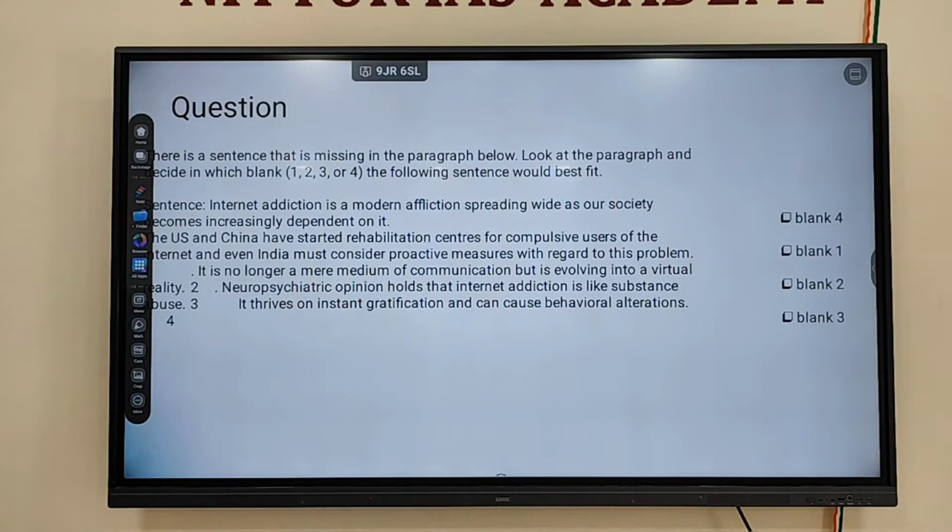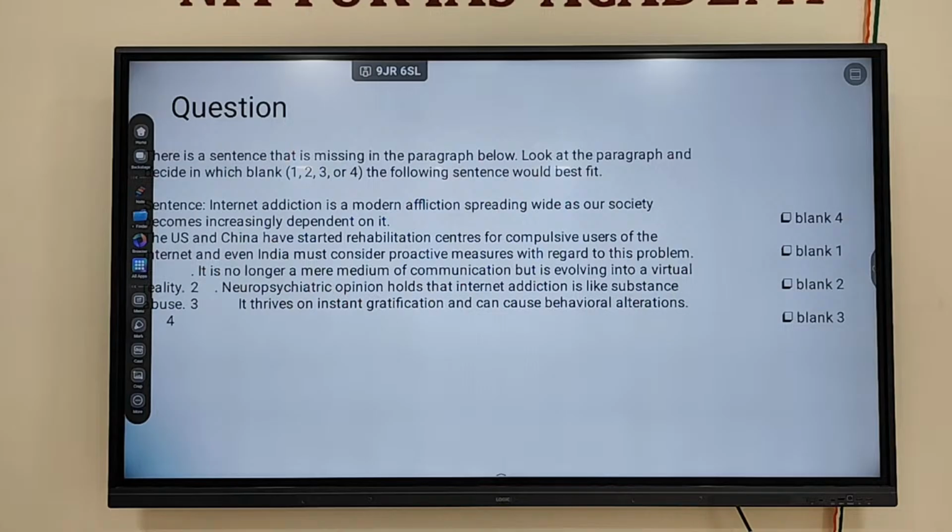Option 1: It is no longer a mere medium of communication but is evolving into virtual reality. Option 4: Neuropsychiatric opinion holds that internet addiction is like substance abuse. It thrives on instant gratification and can cause behavioral alterations. So first they are saying there's addiction to the internet. Second, the US and China have started some rehabilitation centers for these people with obsessive compulsive disorders. So we think option 4, or blank 4, fits the best.